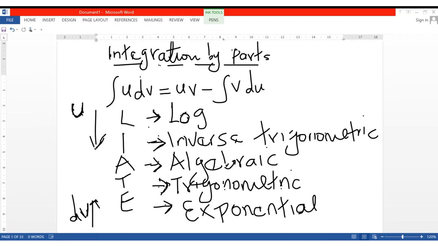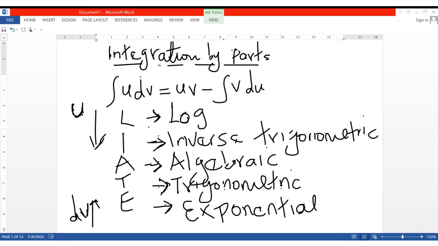And in the introduction, I had said the integration by parts normally is used to integrate products, or functions that you multiply together. Basically, there are 5 types of functions, given by the acronym LIATE. So you just have to remember LIATE, where L stands for log, I is inverse trigonometric.